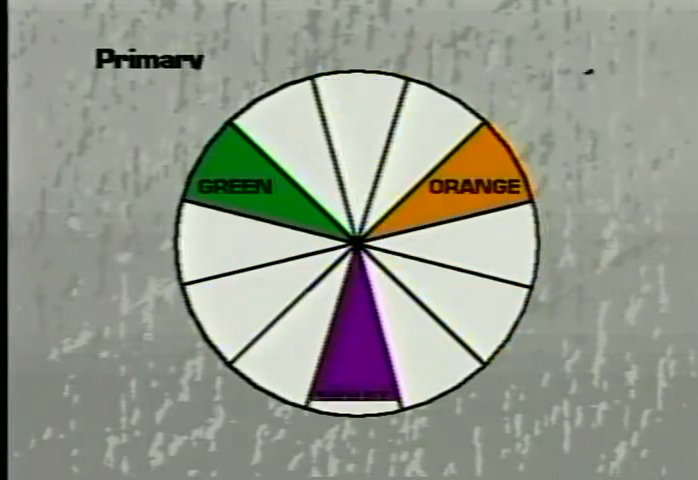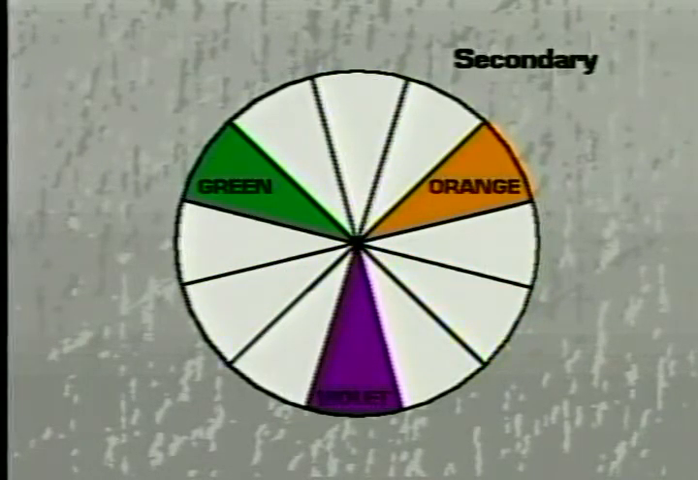The secondary colors are orange, violet, and green. These are combinations of equal parts of the primary colors. They are located halfway between the primary colors.